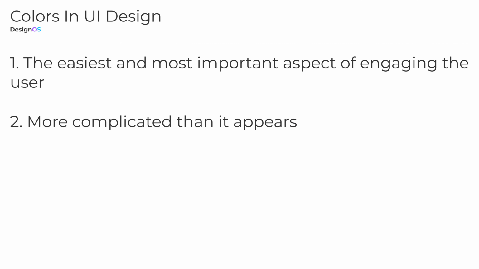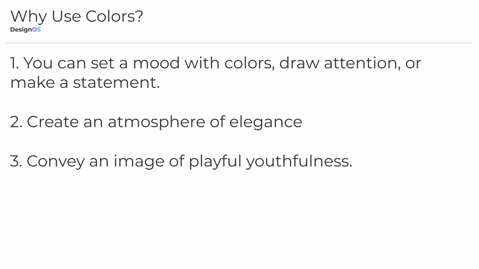Color is the easiest and most important aspect of engaging the user with the product in design. Most people believe that choosing colors of the UI depends mostly on the taste and the sense of beauty of the designer. The color selection process, however, is more complicated than it appears and plays an important role in the design. You can set a mood with colors, draw attention, or make a statement.